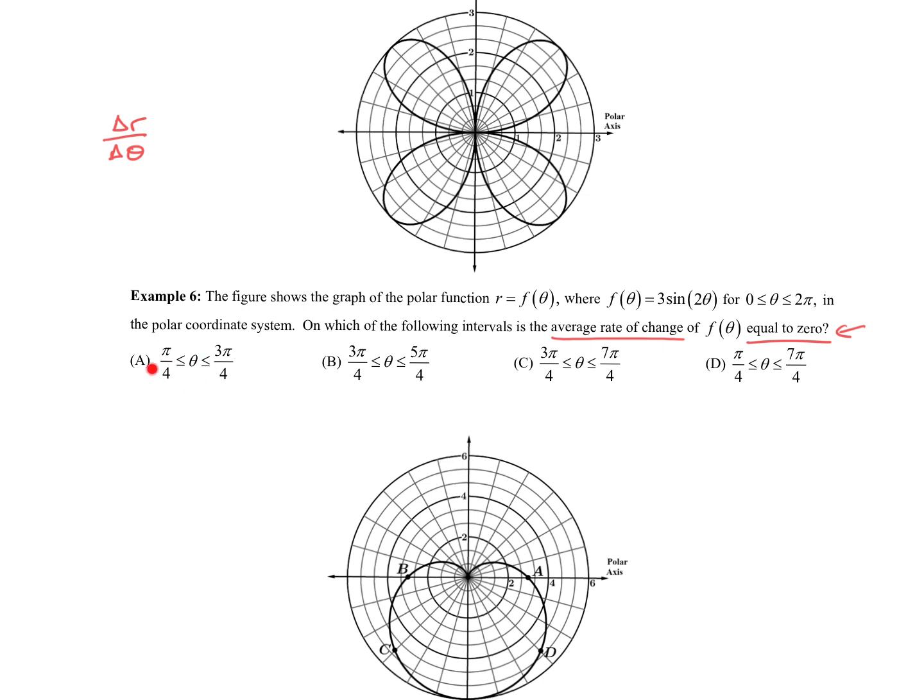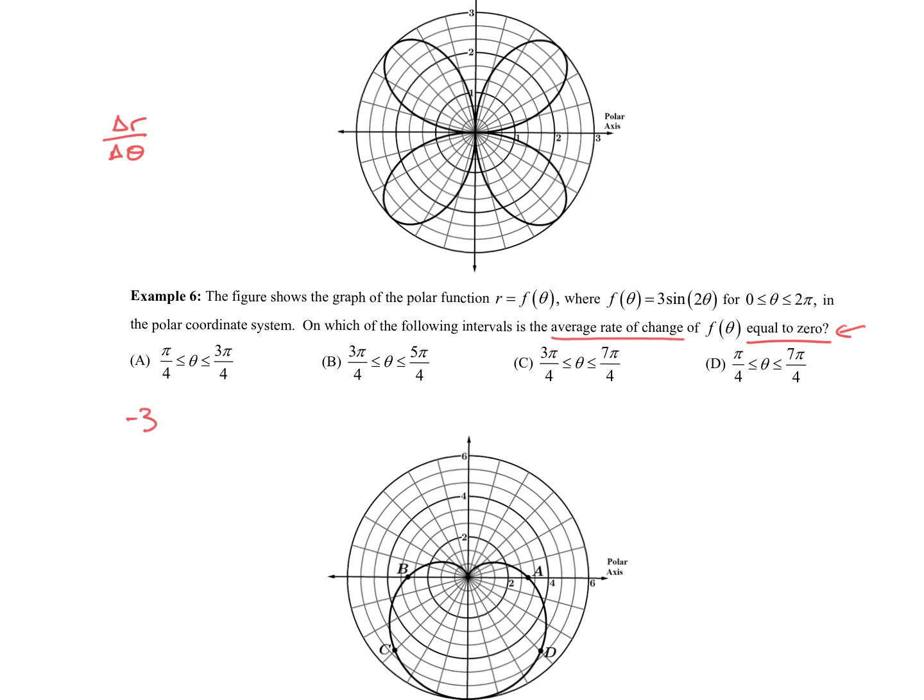If I go from pi over 4 to 3 pi over 4, I need to find f of 3 pi over 4 first. So let's substitute in. What's 2 times 3 pi over 4? 6 pi over 4, AKA what? 3 pi over 2. And so what is the sine of 3 pi over 2? -1.